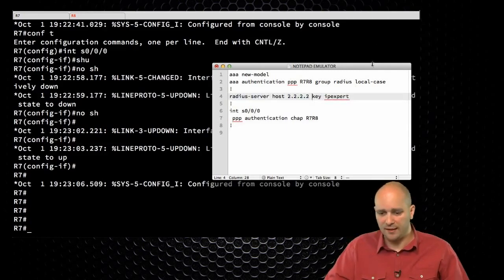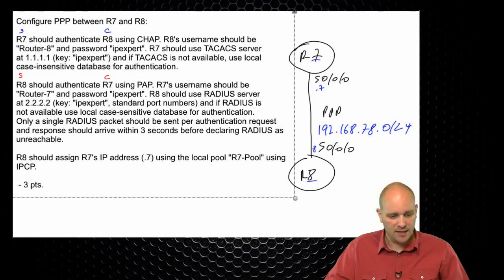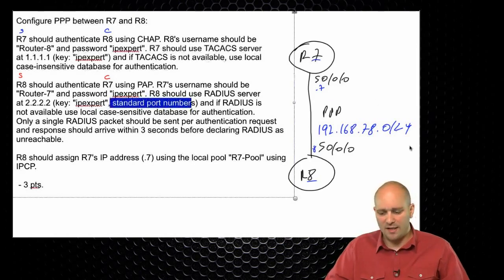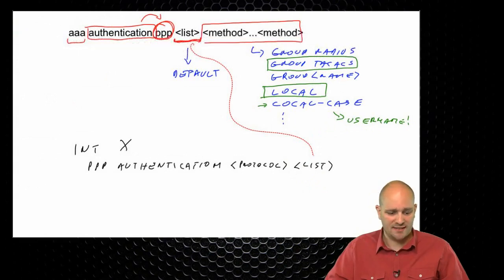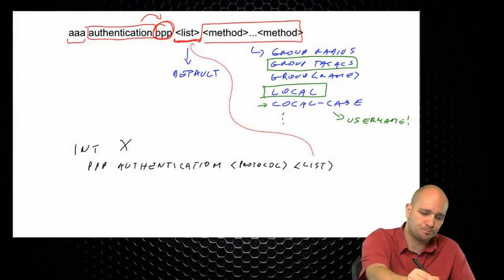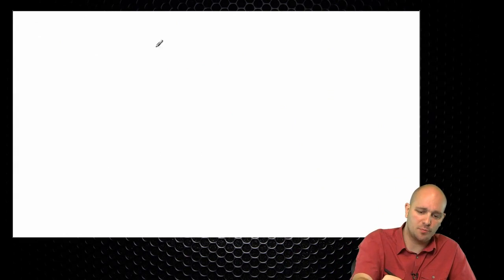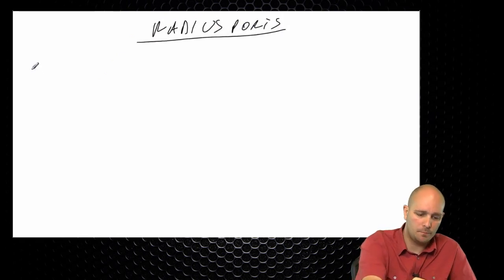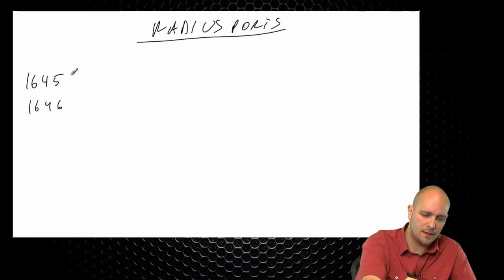Now, there is one thing in the task here that is important. It says use the standard port numbers. Now, in iOS, there are two sets of Radius port numbers. Those two sets of Radius port numbers are 1645, I believe, and 1646. These are the traditional ones.